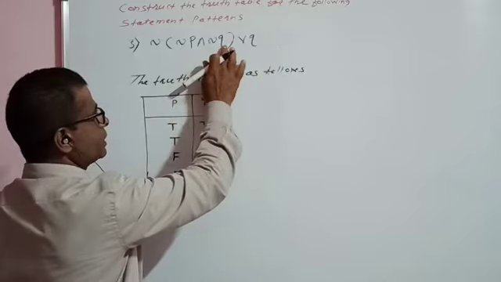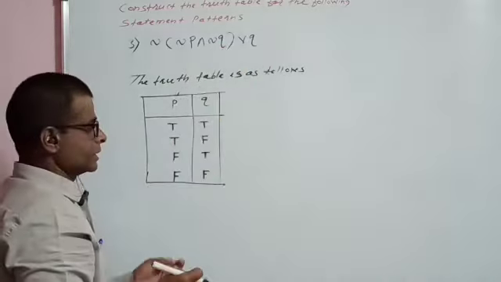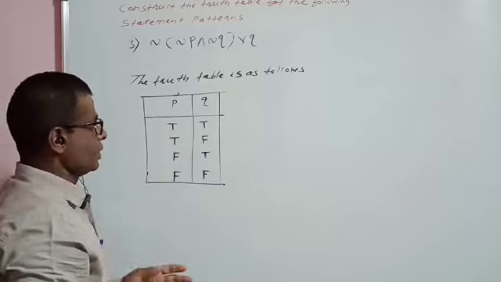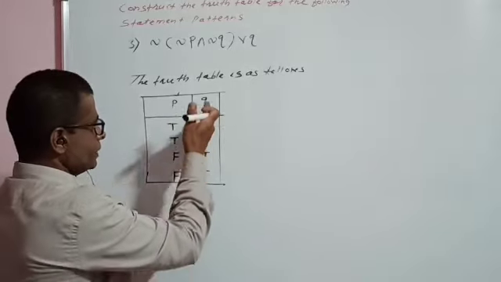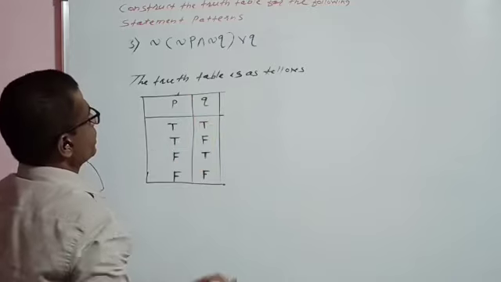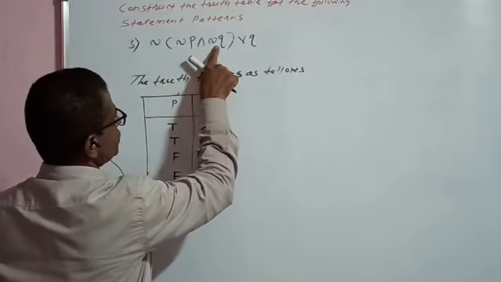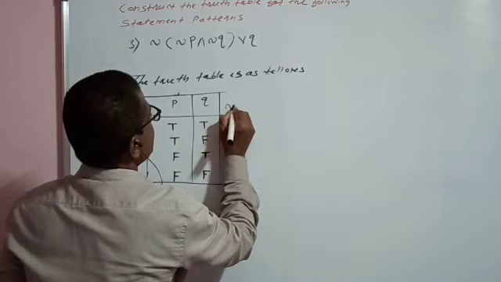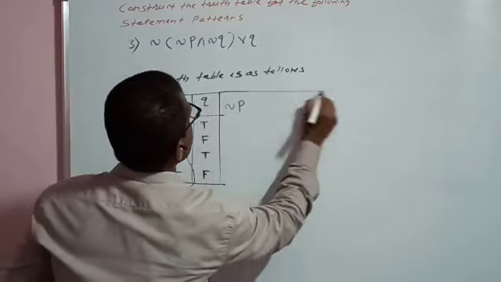One is P, another is Q. Therefore, each statement letter consists of four truth values. Say statement P: T T F F, statement Q: T F T F. Then the negation of P is there, the negation of Q is there. Say first, upon our right, negation of P.